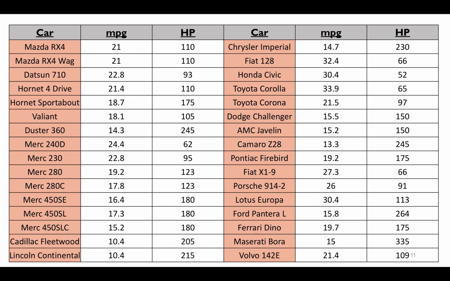All right, so here's the data from which that graph was created. So let's see, where's my car? I think my car is called a Maserati Bora. I think that's how you say that. Oh, no, there's my car. It's a Honda Civic. So pretty good gas mileage, pretty low in terms of horsepower.